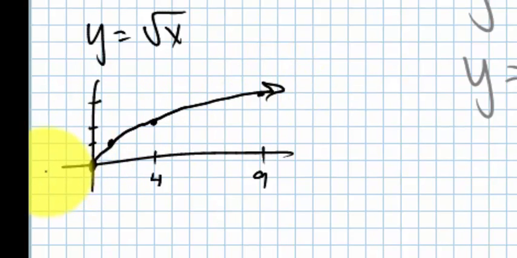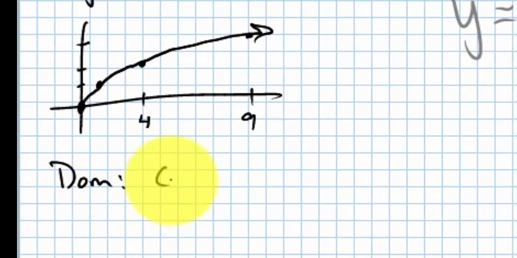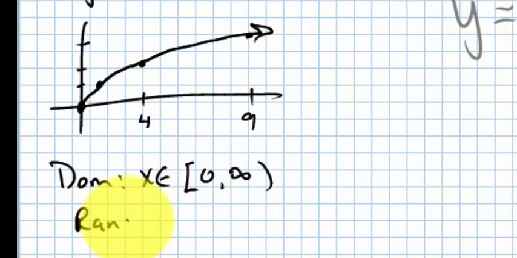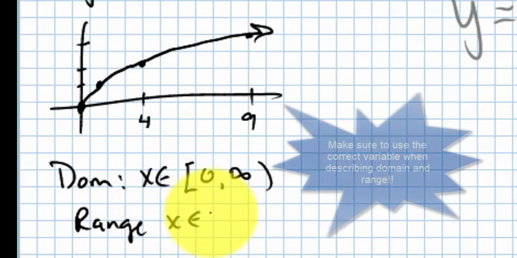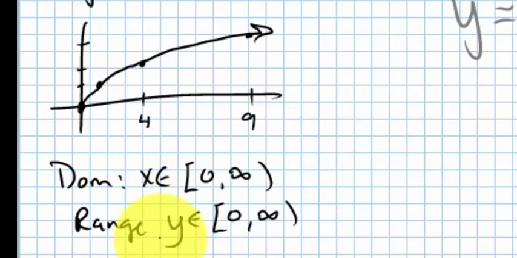Now, notice I don't go negative because we don't square root negative numbers. The square root of a negative number is not real. So this is the graph of y equals square root of x. The domain of this is x is an element of the set 0 to infinity. And the range would be y is an element of the set 0 to infinity also, except it's not x. We have to make sure we use the correct variables here. We're talking about y for the range. This graph goes up forever and to the right forever, but it stops right there.